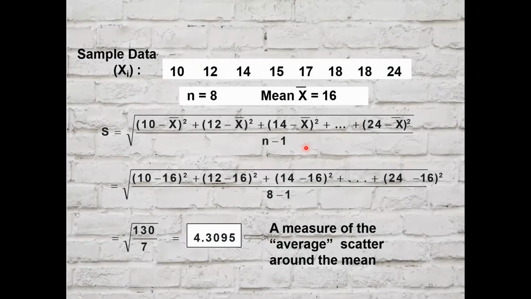So this was the example I talked about. You had the data set and there are 8 data points. You had the average of 16 and you calculated the sample standard deviation. You got 4.3095. How do we calculate this using the calculator?